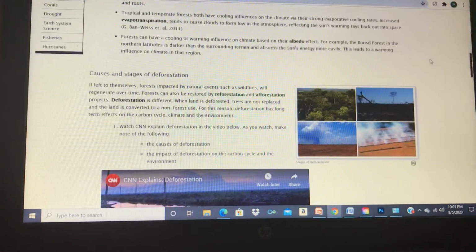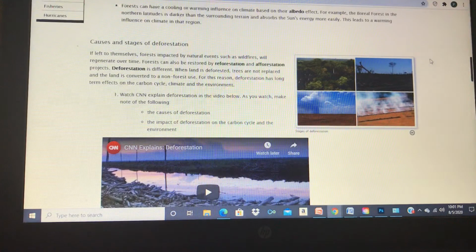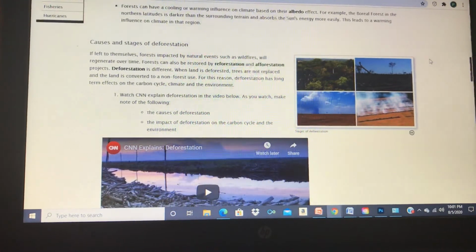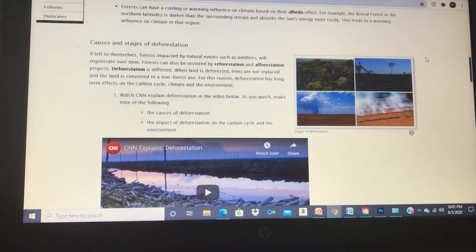So the causes and stages of deforestation. If left to themselves, forests impacted by natural events such as wildfires will regenerate over time. So if a wildfire causes deforestation, the forest will regenerate if people leave it alone. So that's the biggest factor, the human factor. They can also be restored by reforestation and afforestation projects. So that is the human factor if they come in and start replanting these trees and rebuilding this forest.